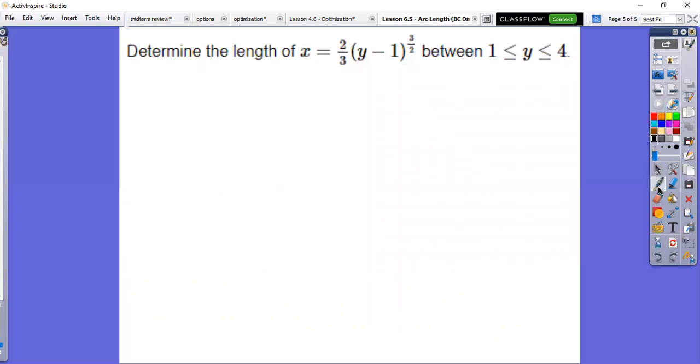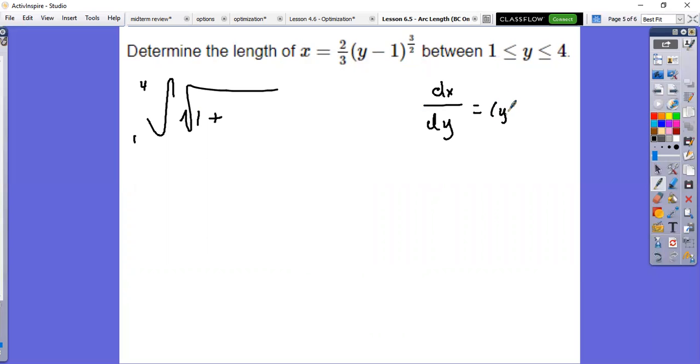Here's an example. I've got x equals 2/3 times (y minus 1) to the 3/2. I want to figure out the arc length between 1 and 4. So this is going to be the integral from 1 to 4 of the square root of 1 plus, now here's where I'm going to have to find dx over dy. This would be 3/2 times 2/3, which is 1, times (y minus 1) to the 1/2. Then I need to actually square this.